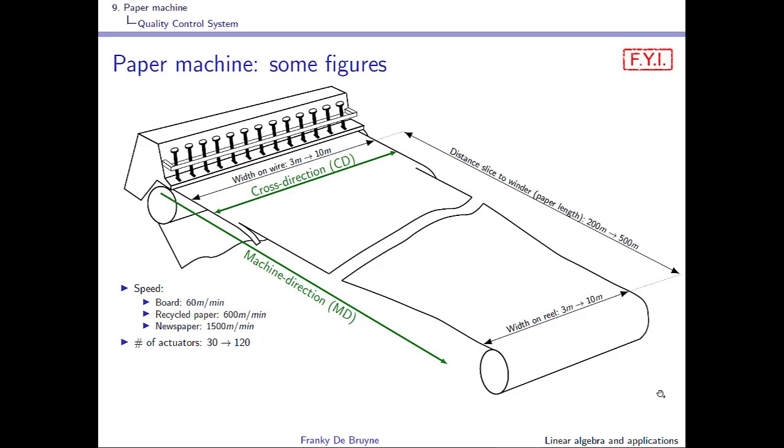The speeds of these machines go from 60 meters per minute for board machines. These are slow machines because the grammage is high, and the speed can go up to 1500 meters per minute for fast machines with low grammage, for instance newspaper machines.